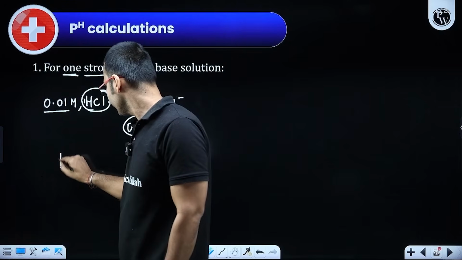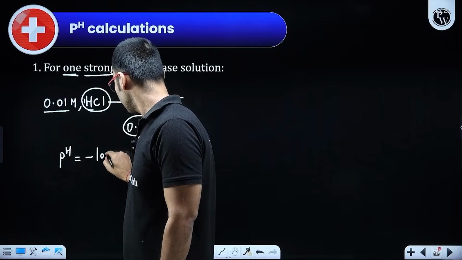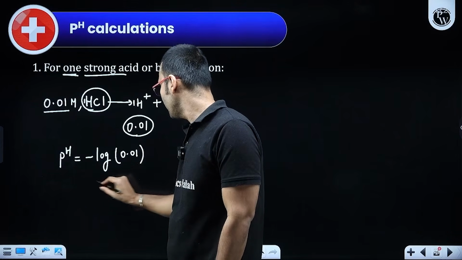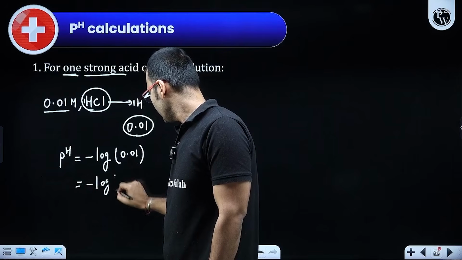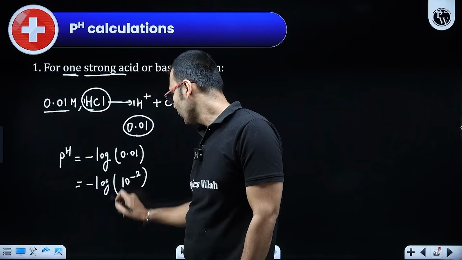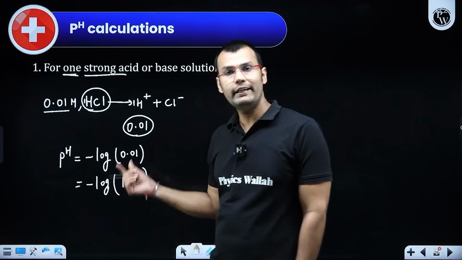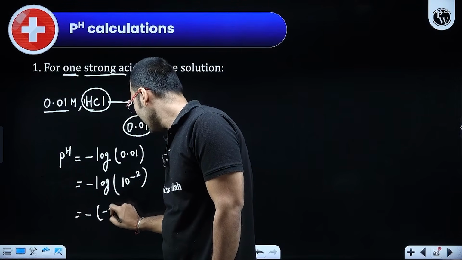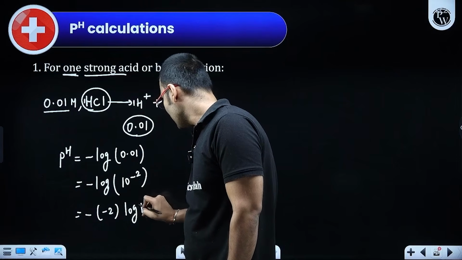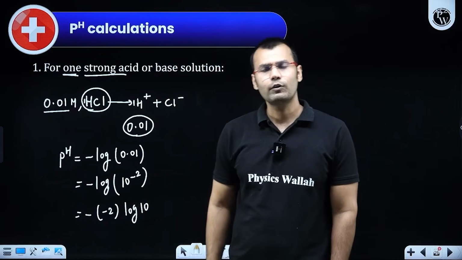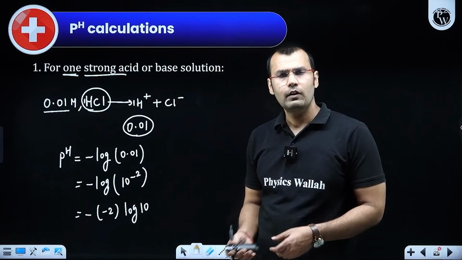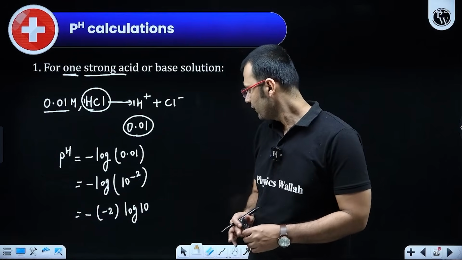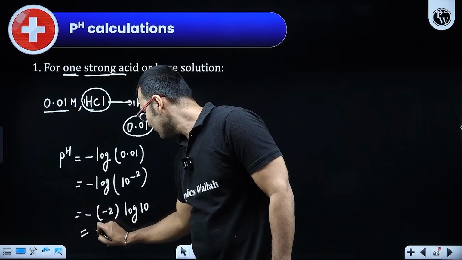Here pH will be minus log concentration of H+, and the concentration of H+ is nothing but 0.01. You can write 0.01 as 10 power minus 2. I hope you know that for log m power n, we take the power outside. So log 10 power minus 2 becomes minus 2 log 10, and with the minus sign outside it is minus of minus 2 log 10. Some of the log values you need to remember: log 10 is 1, log 1 is 0, log 2 is 0.3010, and log 3 is roughly 0.477. So log 10 is 1 and minus minus is plus, so the pH will be 2.